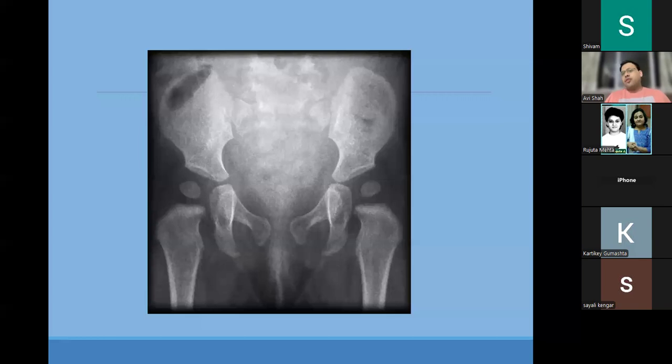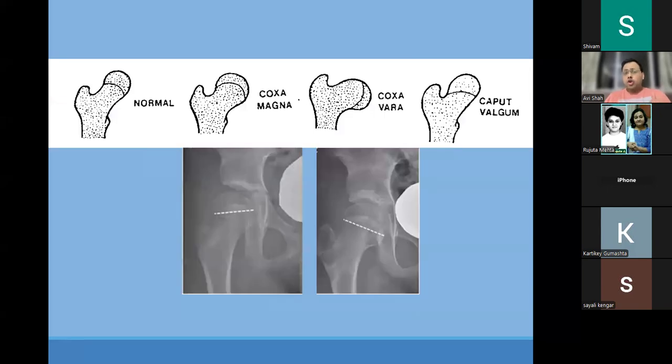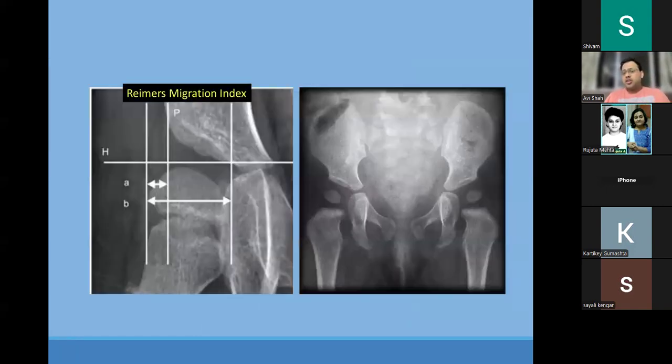So the rest is, if you're looking at younger children, you look at your Hilgenreiner's and your Perkin's line, your acetabular index. You look at the proximal femoral shape. You want to look at the head neck deformity. If there is coxa magna, coxa vara, coxa breva, that means a short neck, or a caput valgum, you want to look at all of these kinds of pathologies. Then is your migration index of how much subluxation is there, and then your Shenton's and your Calvé's lines to again tell you if the hip is where it needs to be.